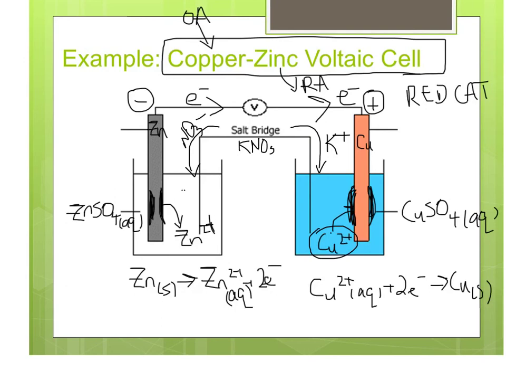The last thing we want to do with these is include an overall balanced chemical equation. So in this one, zinc solid, you can write in solid there, I'm not going to, plus Cu2+ is going to react to give Zn2+ plus copper.